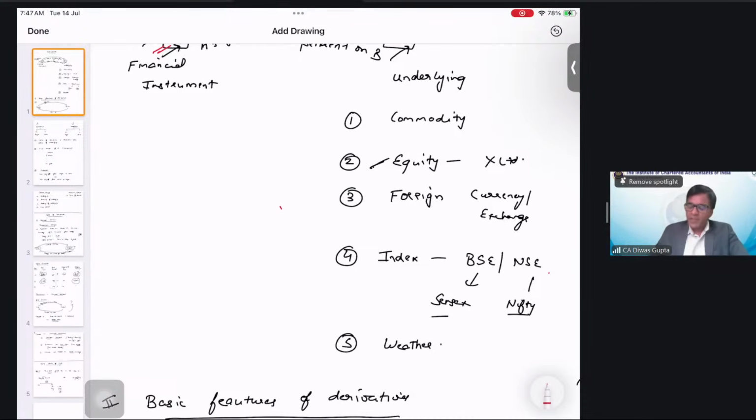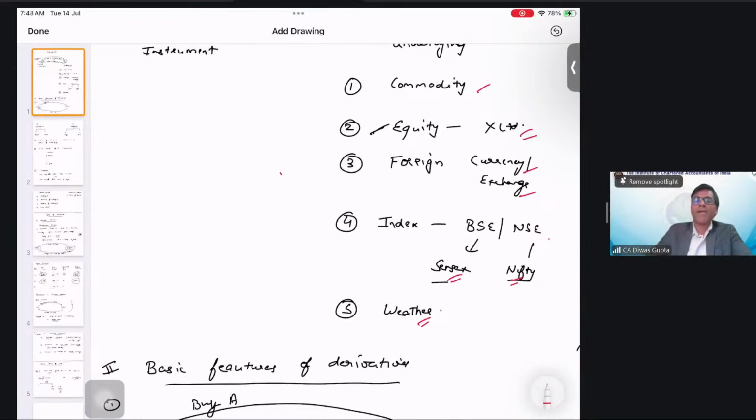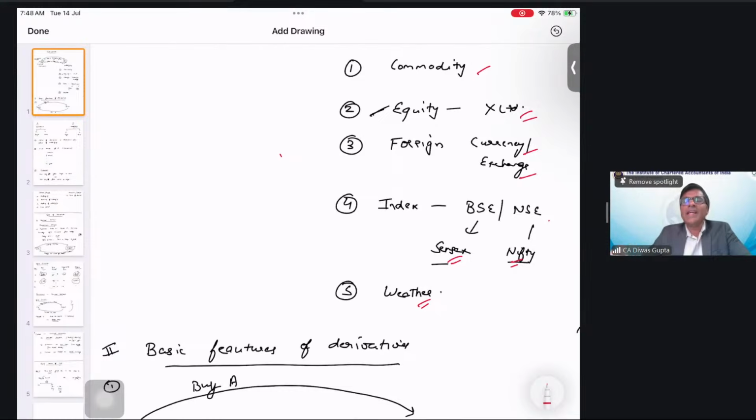Now, the underlying can be in the form of a commodity, it can be in the form of an equity, right? It can be in the form of a foreign currency exchange. It can be in the form of even an index, which is the Bombay Stock Exchange and National Stock Exchange in India's context, becoming the Sensex and Nifty. And then obviously weather, right? So these are some of the underlyings. Whether these underlyings are independently bought or sold or not doesn't make a difference, because for example indices are not bought or sold on an independent basis. Similarly weather. So these are certain items which can act as an underlying for a derivative.